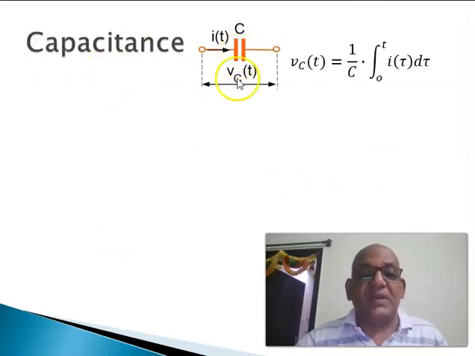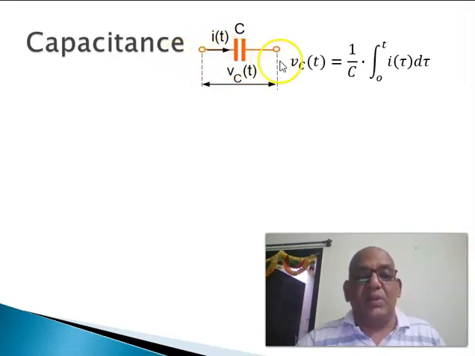A capacitance in an RLC circuit is represented by a symbol something like this here. In a capacitance, the voltage drop across the capacitance is given by the integral of the current flowing through it from 0 to t, and then multiplied by 1 over C, as shown here.